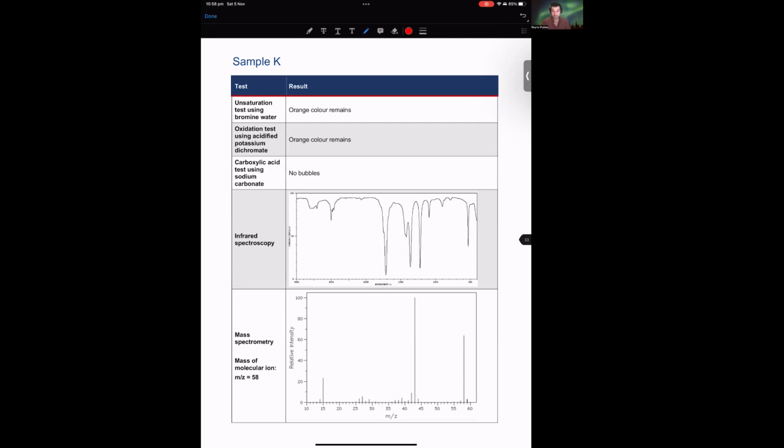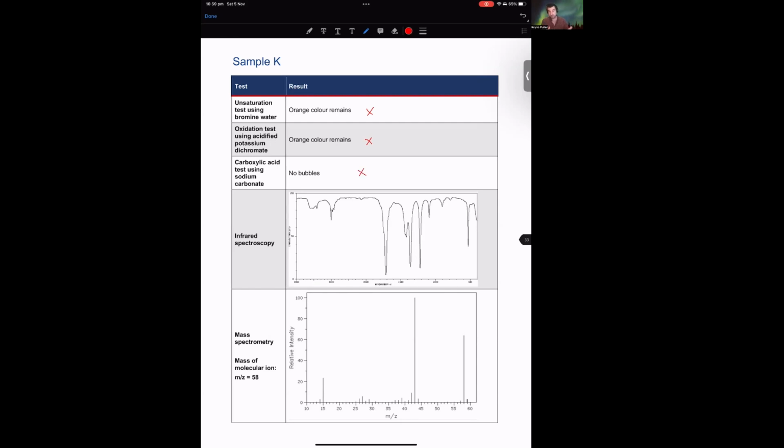As I've done with other examples, the first thing I do is go through these three tests at the beginning. They're a great tool for ruling out options that we potentially don't want to be looking for later. From our unsaturation test, negative result, so there are no double or triple bonds present. The oxidation test is negative as well, so we can rule out alcohols and aldehydes. We can also rule out carboxylic acid because no bubbles formed.